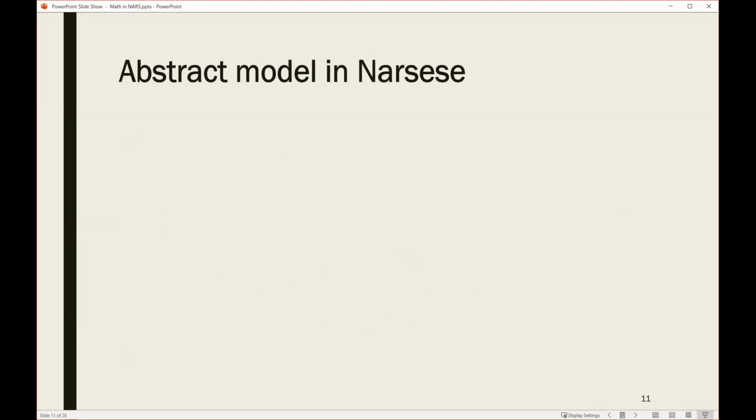That's how I see mathematics and axiomatic systems, what their role is in cognition and intelligence, and how they're related to non-axiomatic systems. Okay. Now let's talk about some detail. How to do that in NARS?